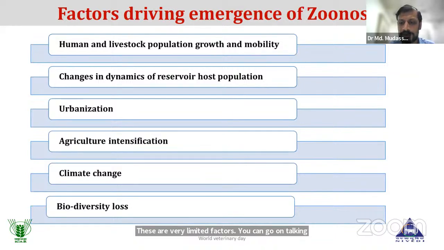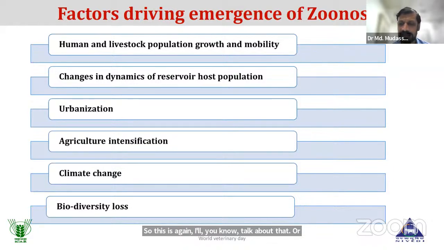Like everybody knows, the human population is increasing, and with that, the burden of food security in terms of the livestock population. If we talk of food security in terms of the population increase, that's where all the stress on the environment comes up, and the changes in the dynamics of reservoir host populations. I'll talk about how urbanization is playing a role.